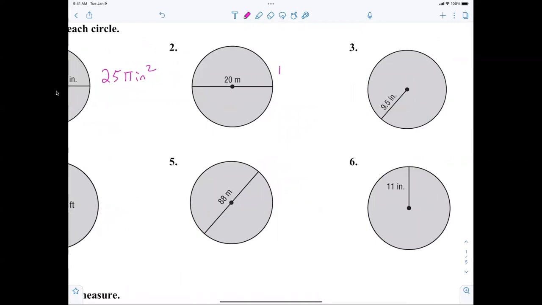Diameter. So the area would be 100 pi meters squared. Everybody good with that? Oh, wait, never mind. All right.